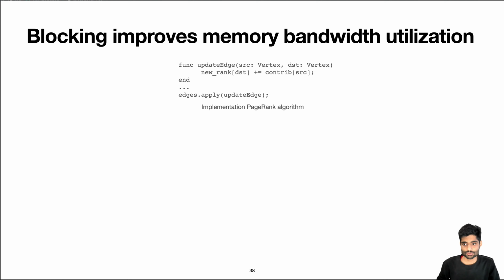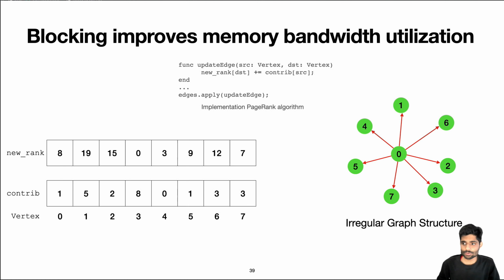Here, we have shown the user-defined function applied to each edge in the graph. There are two vertex arrays, new ranks and contributions. Each edge reads the contribution from the source and updates the new rank at the destination. Let us look at a simple graph structure shown on the right. As the edges in this graph are processed, the threads randomly access the vertex array new ranks.